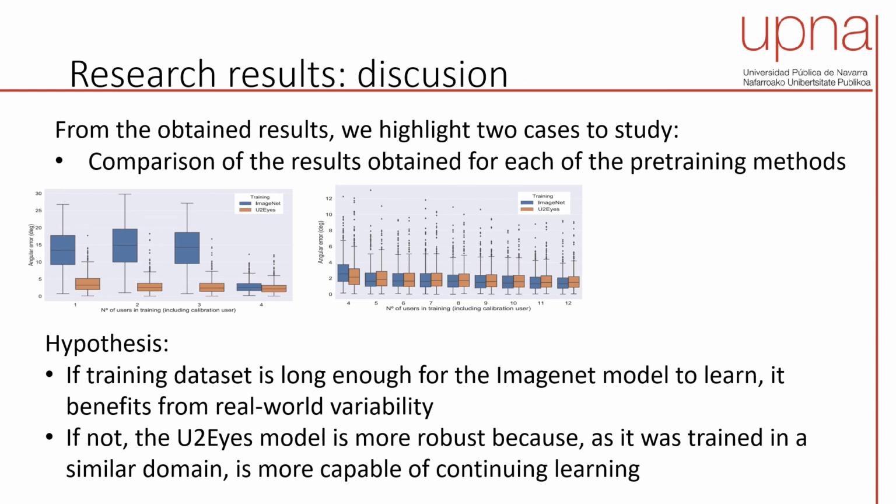Our hypothesis for this behavior is that when the size of the training dataset is large enough for the ImageNet model to adapt to the new problem, it benefits from the more variability presented in real images from its pre-training, rather than the more limited variability of the U2ICE images. However, the models pre-trained over U2ICE are more robust to the lack of training images than the ImageNet models, i.e., they were pre-trained in a similar domain. They are more capable of continuing learning than the ones trained in a more general domain.